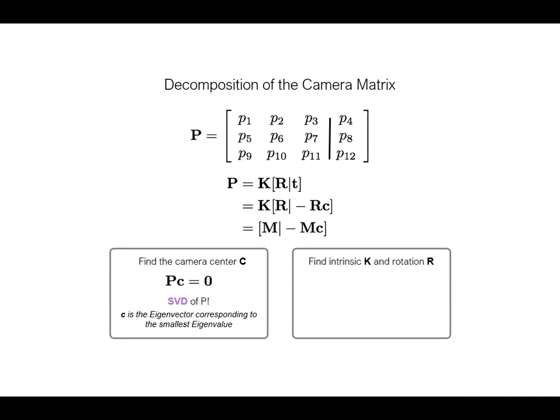Okay, so now we got C. But we now need to get K multiplied by R, because this is the M. C, I got it. But how about K and R? C here I have, but I need K and R to have the whole idea. How can we get this intrinsic K and the rotation R? The question is, do we know any information about K and R?